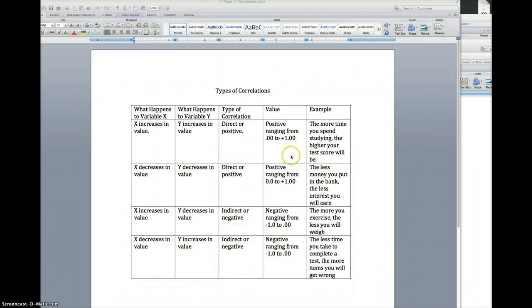So when you're looking at correlations, if you're working backwards, if you see something that's a positive correlation, you could go back to have a better understanding of what's happening to the two variables.